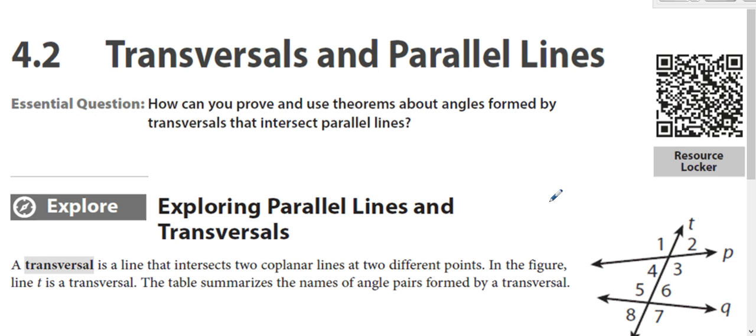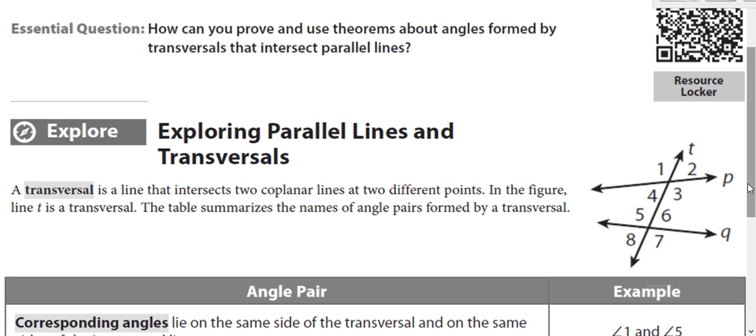So we've got some more vocabulary for types of angles. Now these types of angles are always formed when you have two lines with a transversal. Usually those two lines will be parallel.